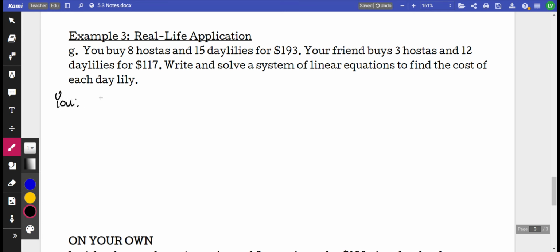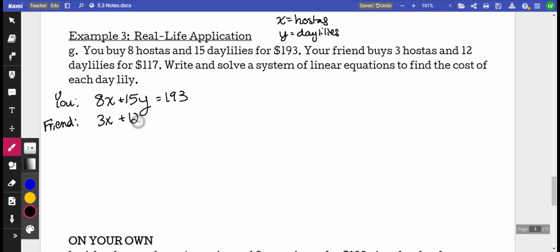You buy 8 hostas and 15 daylilies for $193. So let me just go back in here and write that x equals hostas and y equals daylilies. Okay, your friend, let's make their equation, buys 3 hostas and 12 daylilies for $117. So we wrote our system of linear equations.